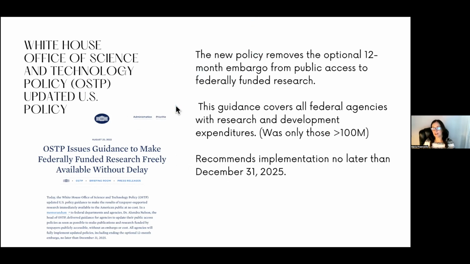The first one that I want to mention came out of the White House Office of Science and Technology Policy, otherwise known as the OSTP. They had initially launched guidance back in 2013, so they were updating that guidance for federal agencies. This was really significant to those working in research data space and also in open access in general. So at a high level, it removed the optional 12-month embargo from public access for federally funded research. So the idea is that researchers should be sharing their data without any delays for all federally funded research.